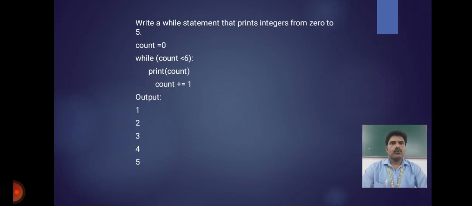So we are going to store the count value equal to 0 while the count is less than 6, which means print count. Next we are going to increase the count value by 1. So count plus equal to 1 means the value 0 plus 1 equal to 1. Next, 1 plus 1 equal to 2. Similarly, 5 plus 1 equal to 6. The while condition is false, which means the loop will be stopped.